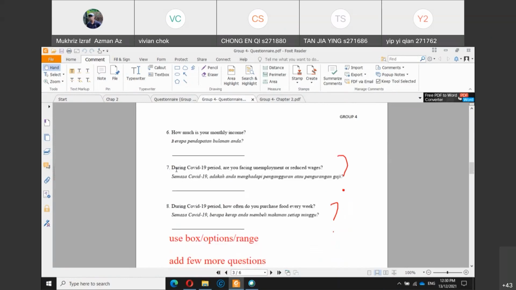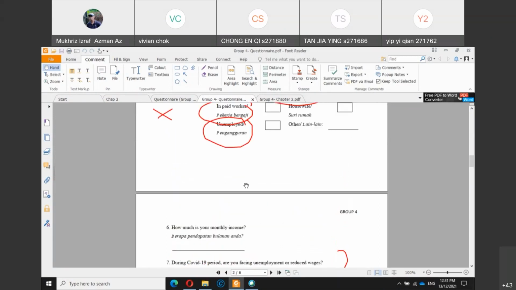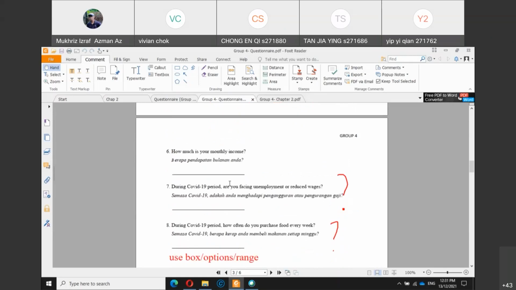So how do you answer this question? Question 7 here: are you facing reduced wages, so just yes or no, is it? Yeah, the answer is yes or no. So question 7 just stops at number 7. If you face reduced wages, by how many percent? Or facing unemployment, meaning that now you are unemployed. So if you're unemployed, how are you going to answer the next question, meaning that you have no income?